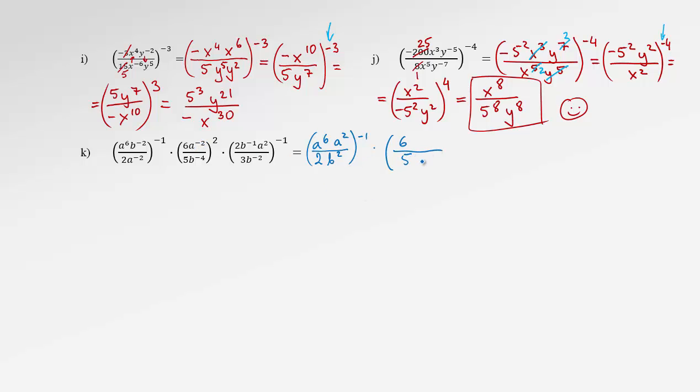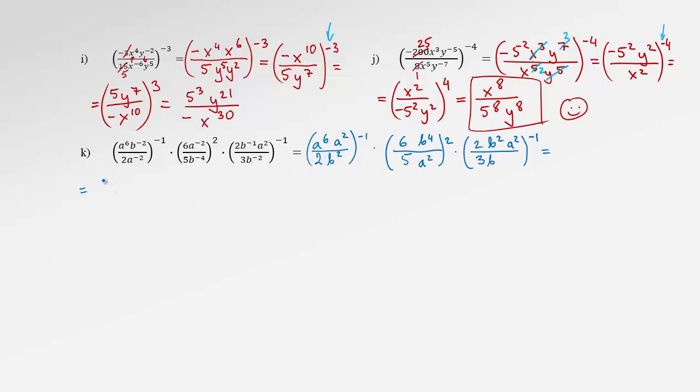Now a squared goes down, b to the 4 goes up, everything to the 2. And finally, 2 and 3 stays where they were. B goes down, this b squared goes up, and a squared stays up, because the exponent was positive, and to the negative 1. Okay, so now let's collect powers with the same basis.